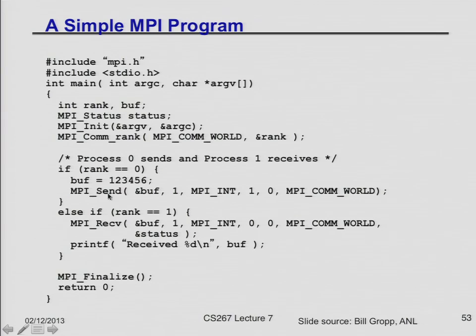So if I'm processor 0, I do a send. And else, if I'm processor 1, I do a receive. And then I print the fact that I got it when it arrived. So that's a really simple code.